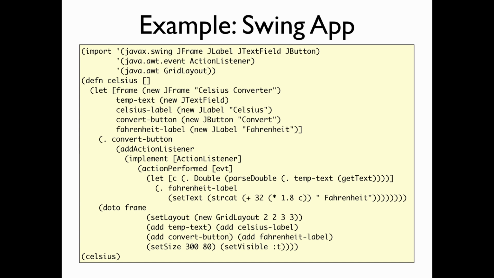So we ask the convert button to add an action listener, which requires something that implements the ActionListener interface. We can do that right here. Reify ActionListener. It has one function, actionPerformed. It passes the event, and then we do some stuff to calculate the conversion and put that in the text of that thing. doto is a nice macro. It just says keep doing the stuff to this object. It's as if you said dot frame set layout, dot frame add, dot frame add, dot frame add, dot frame.